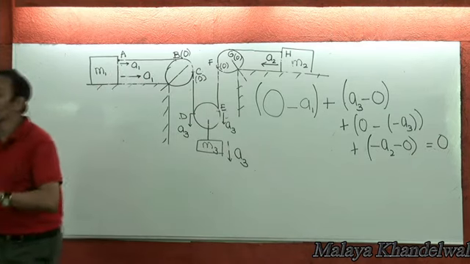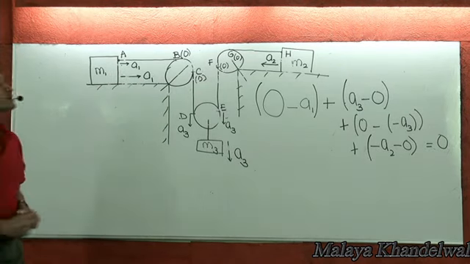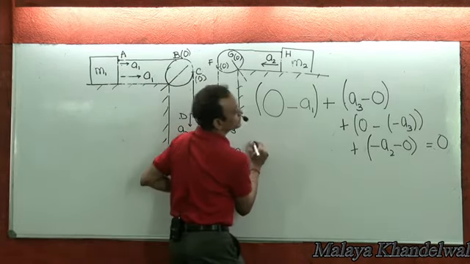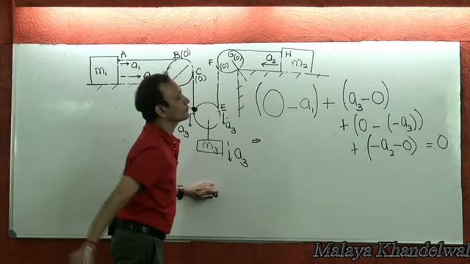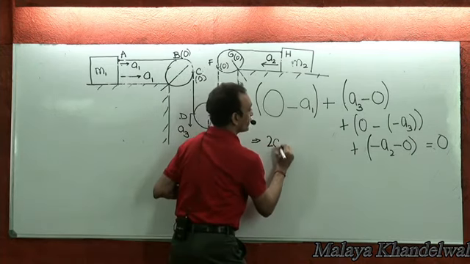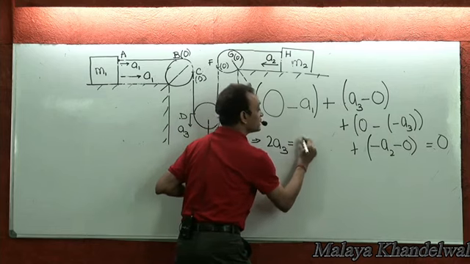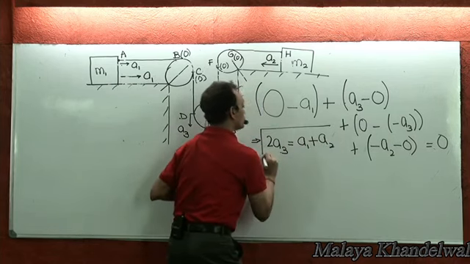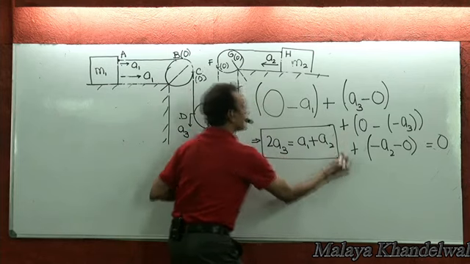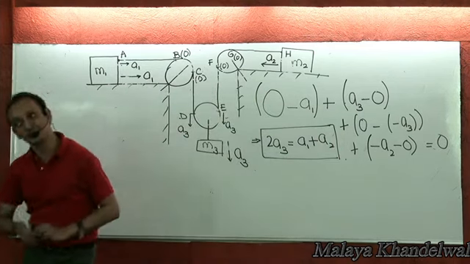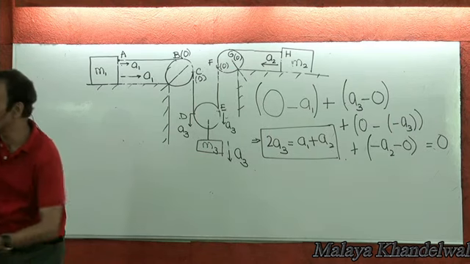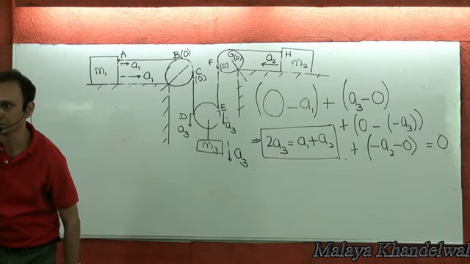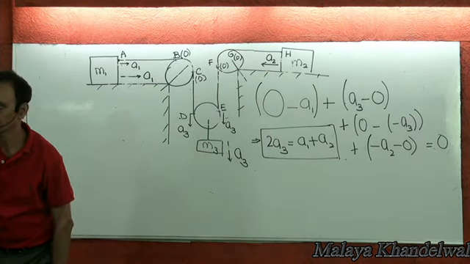The same thing could be done to velocities, right? So this gives me, right, 2A3 is A1 plus A2. That's the relationship connecting A1, A2 and A3. That's my constraint equation for this situation. Perfect?